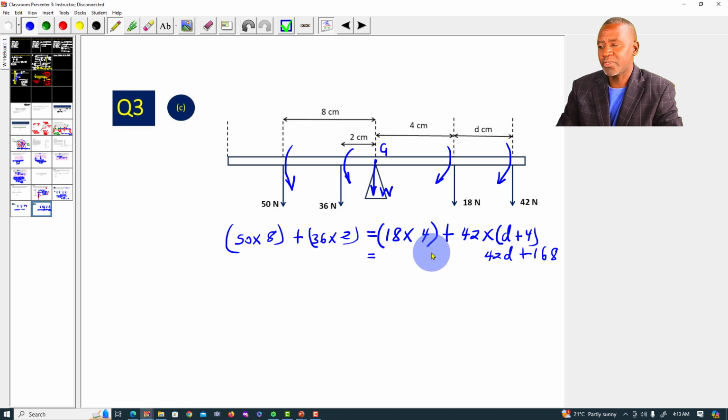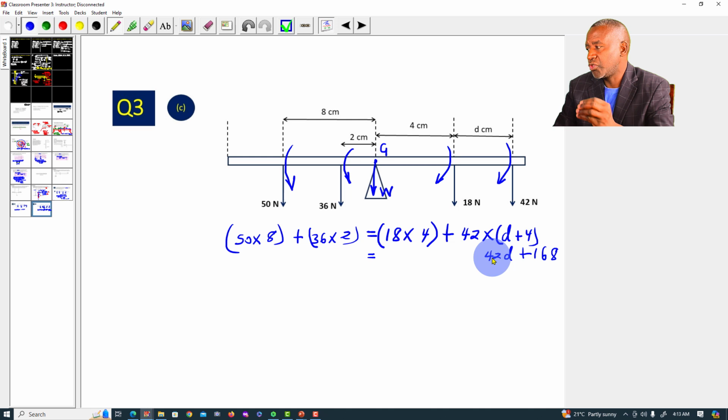You get that. The rest of the working out is just using the calculator. Multiply those values, and then you rearrange the numbers so that you can see how you can divide by 42 throughout to get the value of D. And that is how you solve such simple questions.